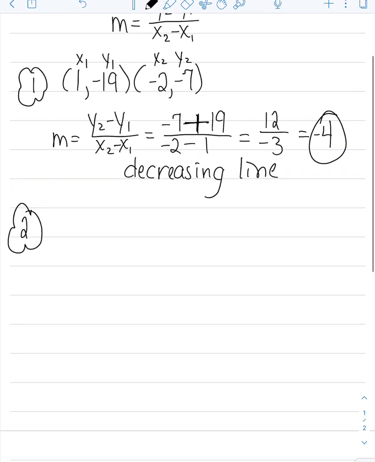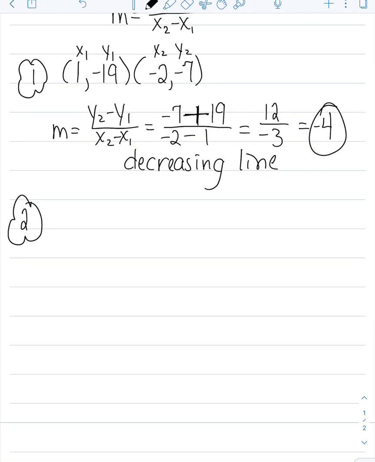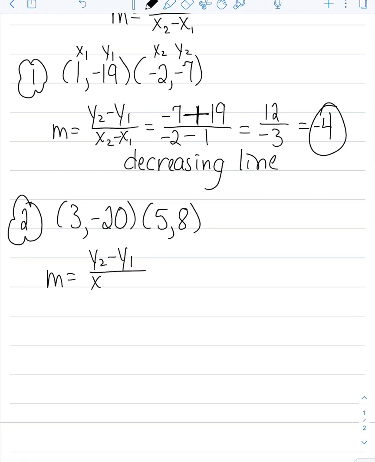So let's practice a few of these. Now let's find the slope of a line that passes through (3, -20) and (5, 8). I want to start by writing that formula: second y minus first y, over second x minus first x. Label your points: first x, first y, second x, second y. Plug it into your formula. So 8 minus that first y, which is negative 20, over second x, which is 5, minus the first x, which is 3. Now let's simplify.